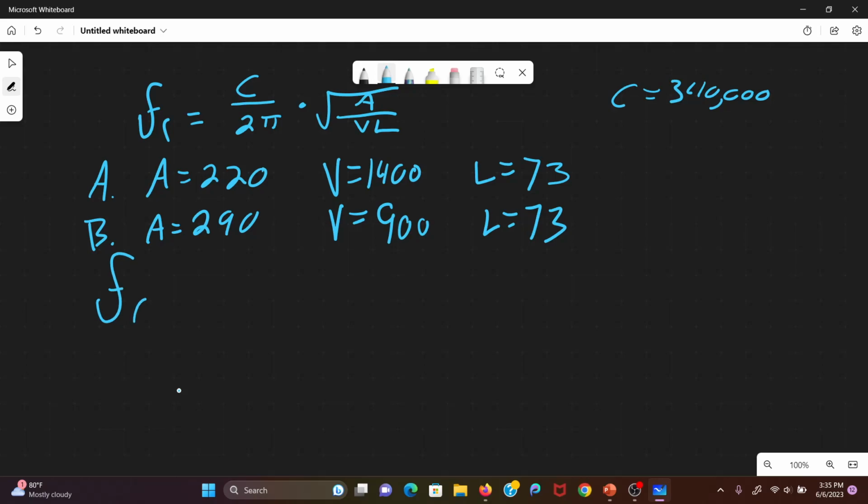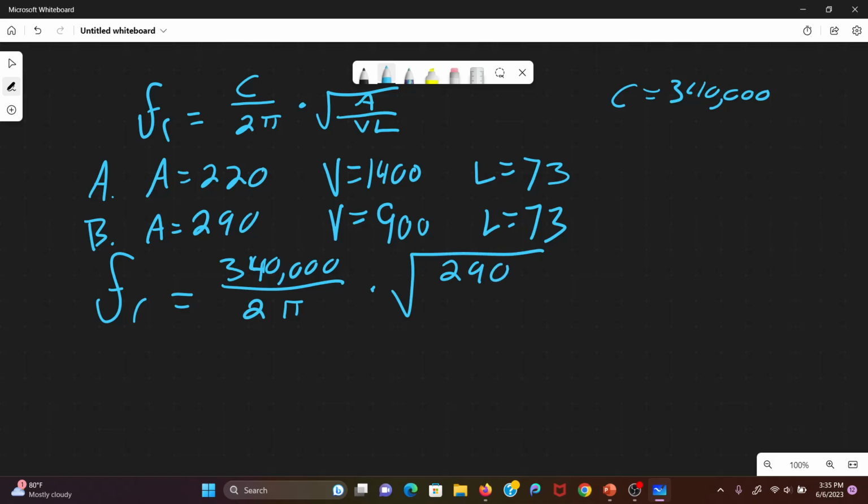So a resonant frequency equals 340,000 over, that's a 4, by the way. 340,000 over 2 pi times the square root of 290 over 73 times 900. All right. 340,000 over 2 pi is the same thing as 170,000 over pi. And 170,000 over pi is 54,113. So I'm just going to leave that like that.